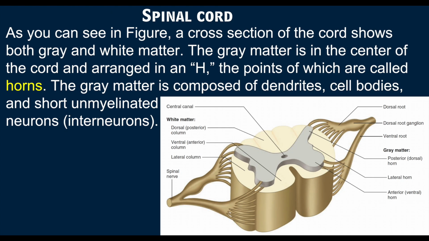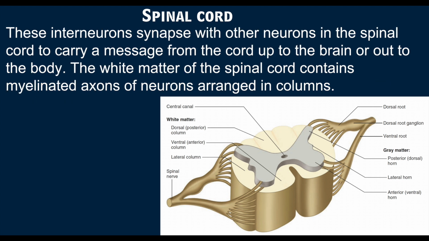As you can see in the figure, a cross-section of the cord shows both grey and white matter. The grey matter is in the center of the cord and arranged in an H shape, the points of which are called horns. The grey matter is composed of dendrites, cell bodies, and short unmyelinated neurons, that is, interneurons. These interneurons synapse with other neurons in the spinal cord to carry a message from the cord up to the brain or out to the body.